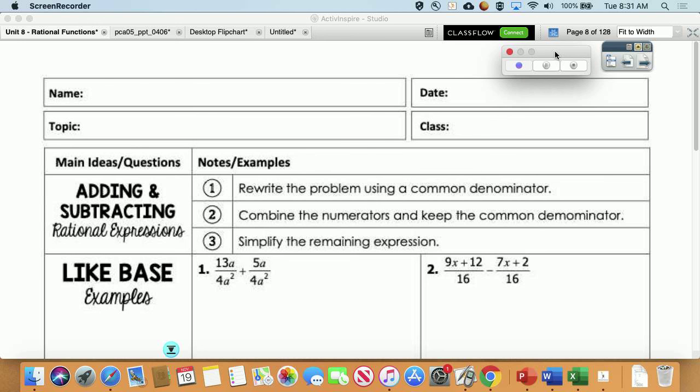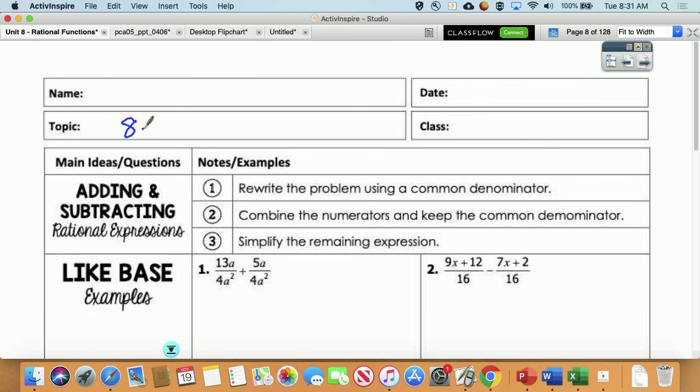Okay, so adding and subtracting rationals. This is section 8.4 in your book. We're going to do just like we did in our bell work. We're going to get a common denominator. Then we're going to add or subtract the numerators and keep that common denominator, and then simplify what's left. The big thing is, if there's something to factor in a denominator, factor it.